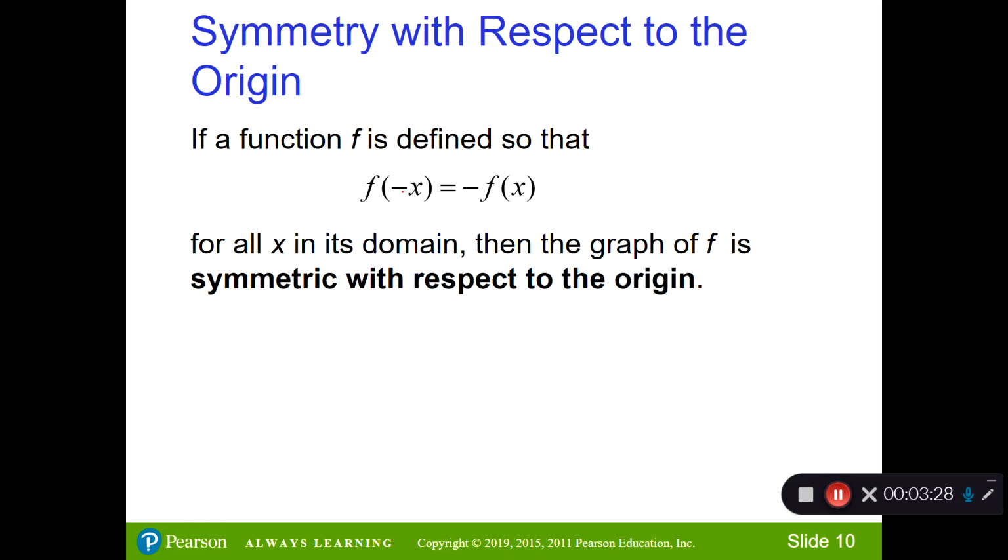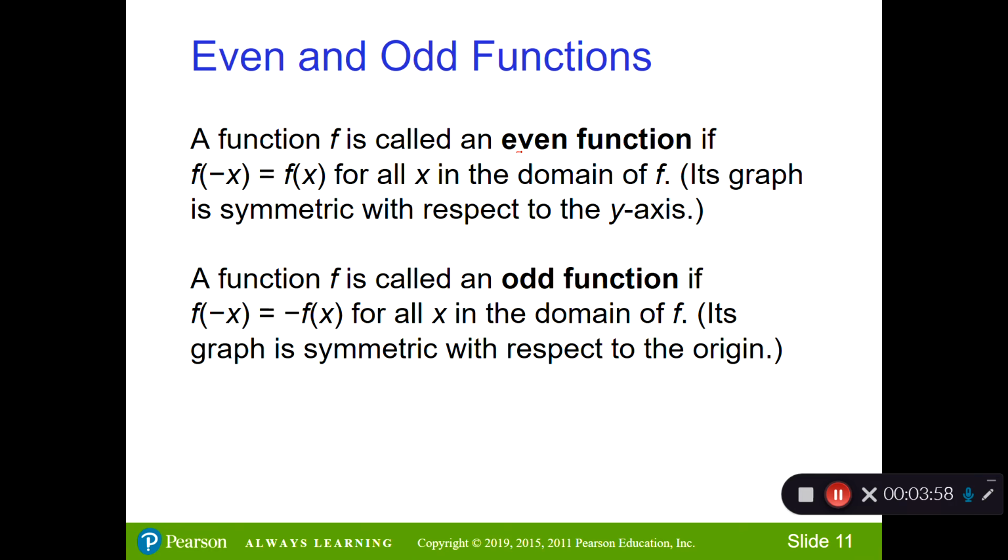If I can replace x with negative x and I get back the opposite of what I started with, this is an example of an odd function. An odd function is symmetric about the origin, and x cubed is a good example of an odd function. If we look at this, we see the same piece over here rotated this way. That's what we mean by symmetric about the origin. If I cut along the y-axis and rotated this half of the graph, it would lie on top of this half of the graph. So this is a summary. An even function has this property, and an odd function has this property.